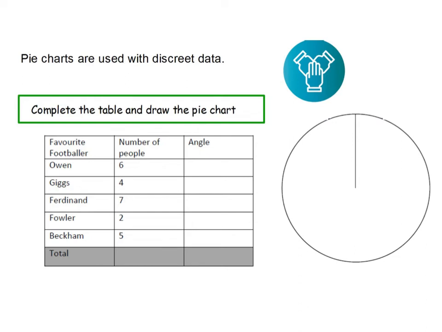So remember, step 1 is to add up to get the total. That's the first thing to do. Then the second thing to do is to do 360 divided by that total. And then that becomes our multiplier, which is what we then times all of these numbers by to get our angle. So have a go first and then check your answers in a minute. Pause the video.